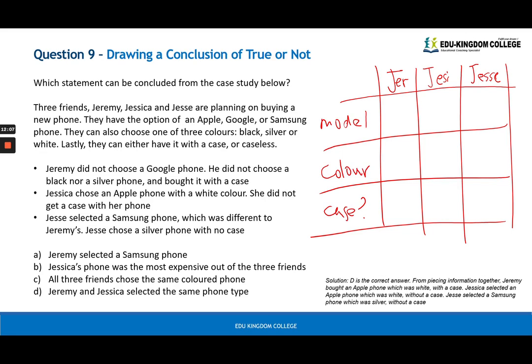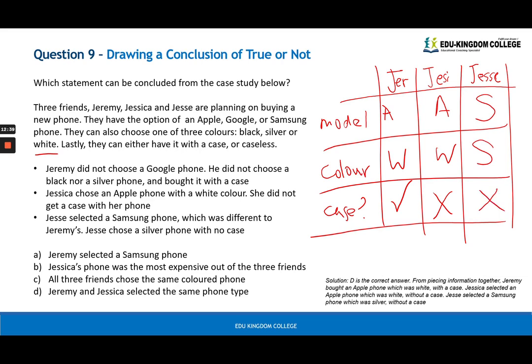Jeremy did not have a Google phone, so he must have had Apple or Samsung. So I'm going to write A or S. He did not choose a black nor a silver phone, so he must have chose white. And he bought it with a case, so yes for case. Jessica chose an Apple phone, okay, and was a white color. She did not get a case with her phone. Jessie selected a Samsung phone, which was different to Jeremy's, so Jeremy's cannot be Samsung, must be Apple. Jessie chose a silver phone with no case.